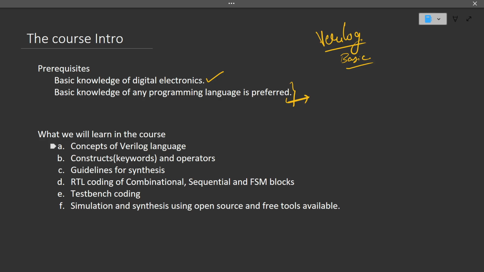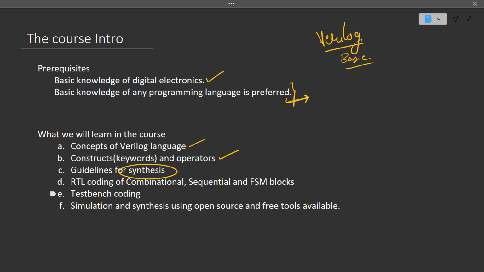Then we'll learn the concepts of Verilog language in this course. We'll see the constructs, keywords and operators. We'll see the guidelines for synthesis. What synthesis is, I will explain to you in the upcoming slides.